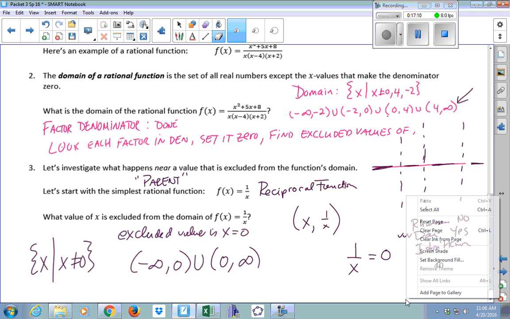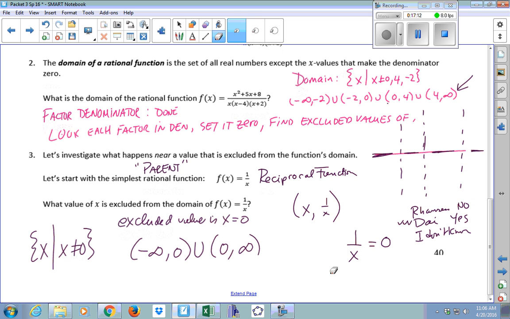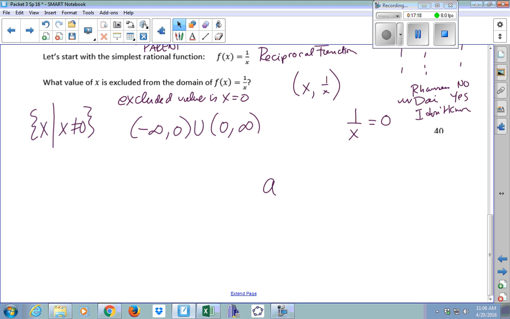All right, so let's take a look at this in general. How do you answer a question like this? Here's a fraction. When can a fraction equal 0? When the top is 0, when the numerator is 0. This can only equal 0 when the numerator is 0.